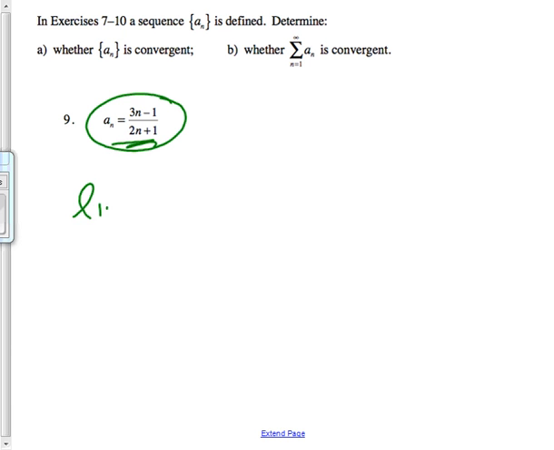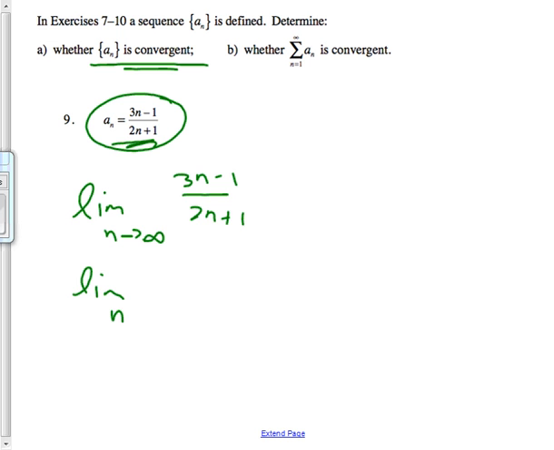We say, well, we want to know if it is convergent. So we say the limit as n approaches infinity. We want to know what happens when n gets huge, of (3n minus 1) over (2n plus 1). Well, to evaluate that limit, we could use L'Hopital's rule, and it's 3 over 2. So the nth term converges to 3 over 2. So a sub n converges to 3 over 2.